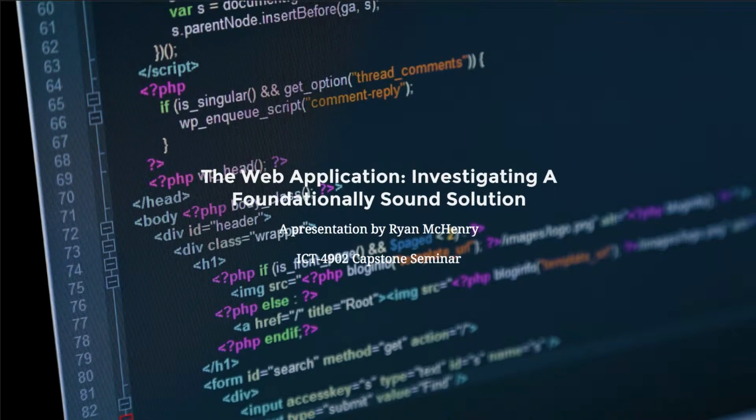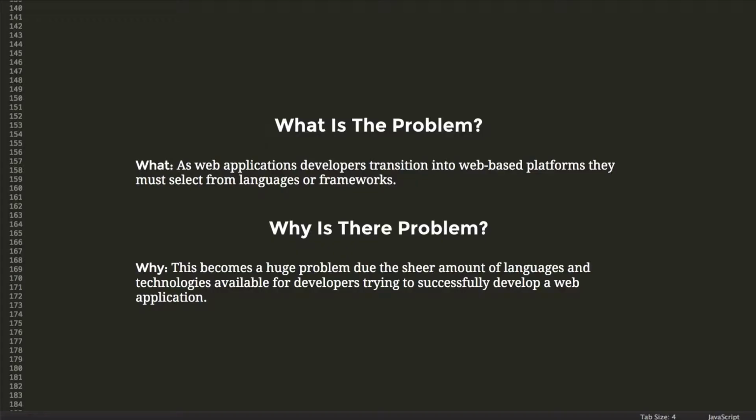Hi, my name is Ryan McHenry, and I'm here today to present my findings on my capstone into the topic of web application development and finding a solution in a field that seems to be oversaturated in solutions. What we find is that when developing web applications, developers enter a field where there are way too many solutions offered without any of them actually being proven as viable development solutions.